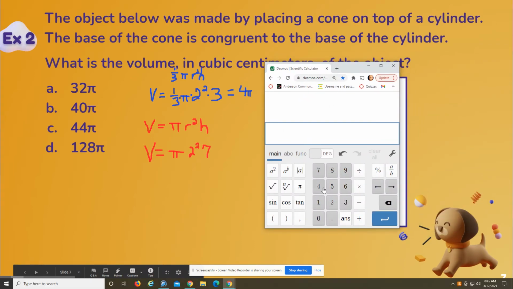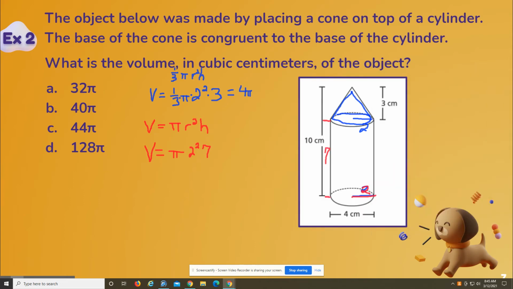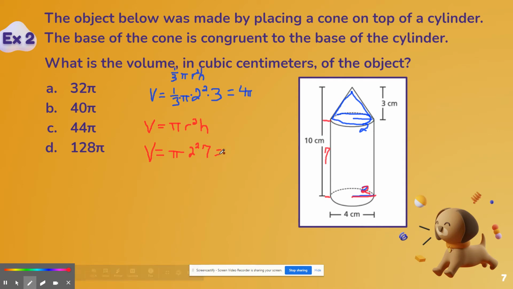We would do 2 squared times 7, which gives us 28. So this is equal to 28, and then pi comes with it because we didn't use it. And then we do 4 pi plus 28 equals 32 pi, which means that A has to be our answer.